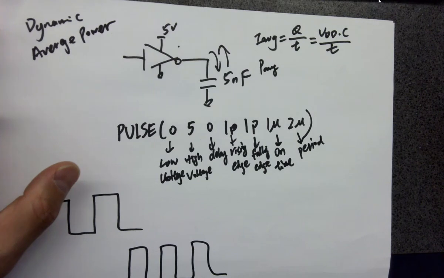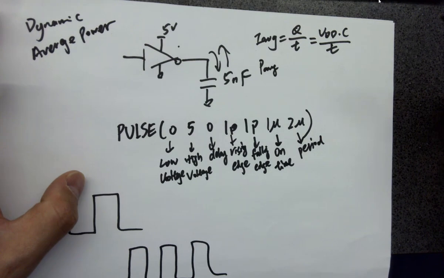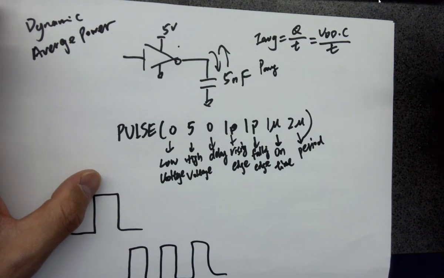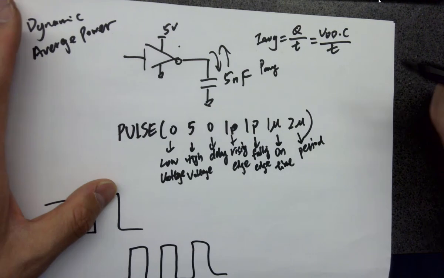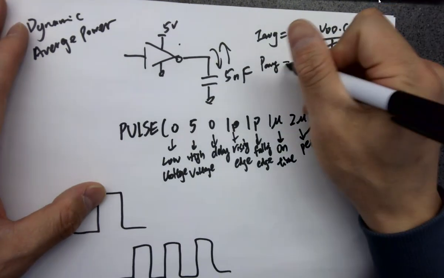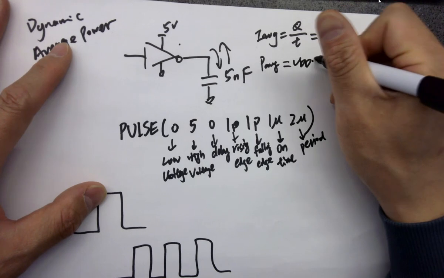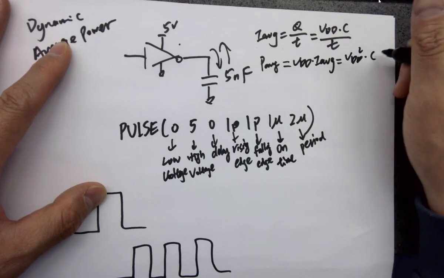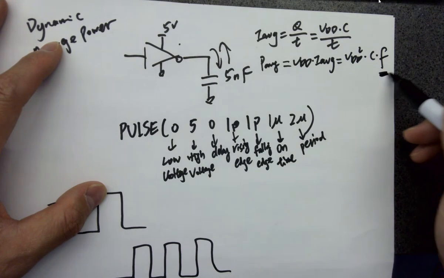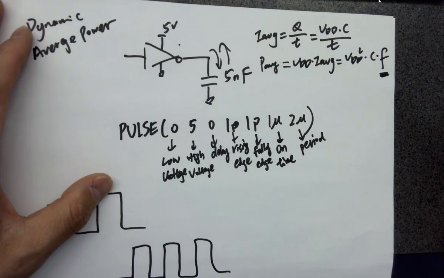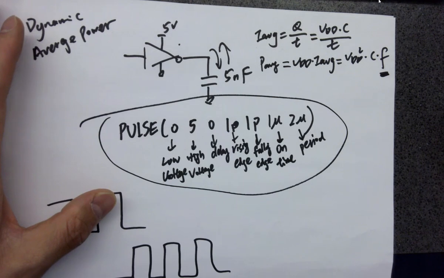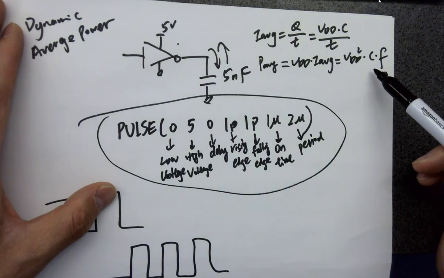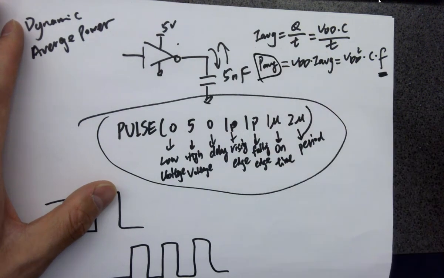It's not really the concept of average power we calculated in Circuits 1, but anyway, this is how we calculate it. So this is VDD times IAVG, which is VDD squared times C times F. F is the frequency of this signal, right? So you can easily find the dynamic power consumption for the circuit.